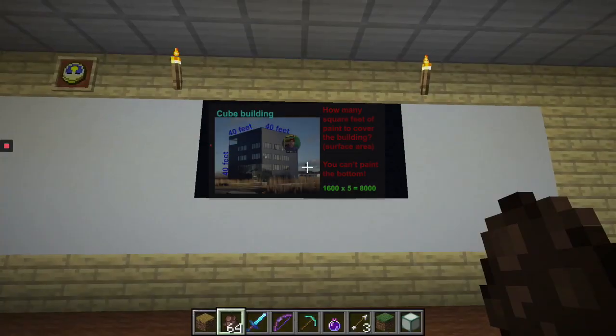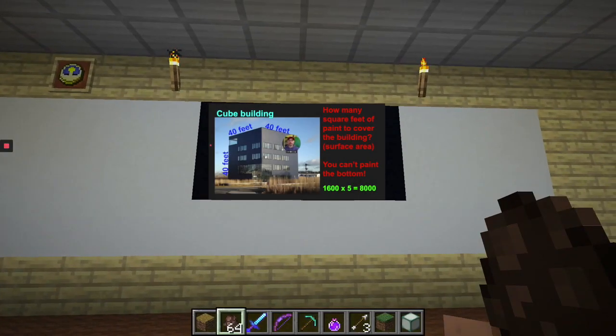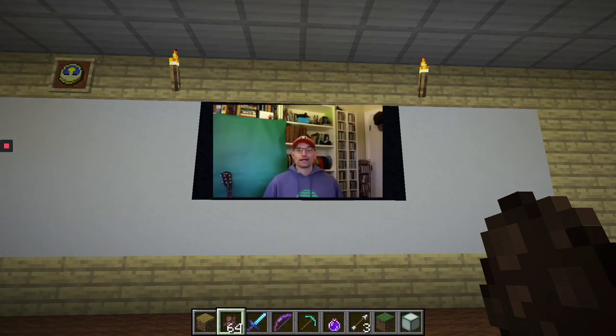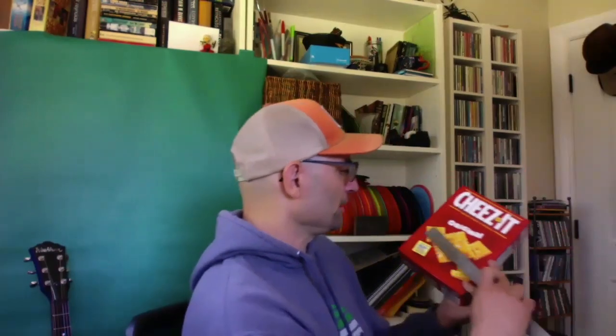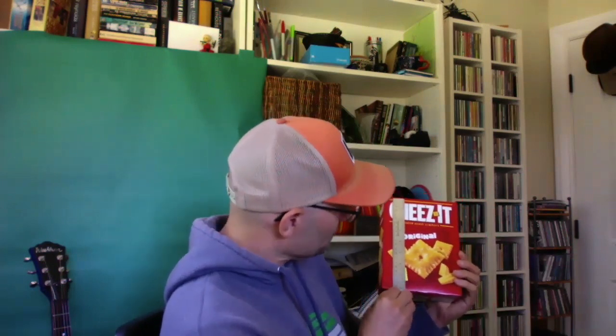All right, cool. So let's look at an example of a real world thing. Some Cheez-Its. Hi, everybody. So let's see if we can find the surface area of Cheez-Its. Yummy. All right, so let's measure this box and see what we find here. So if I measure in this direction, that's 6 inches, and the height here is 8 inches.